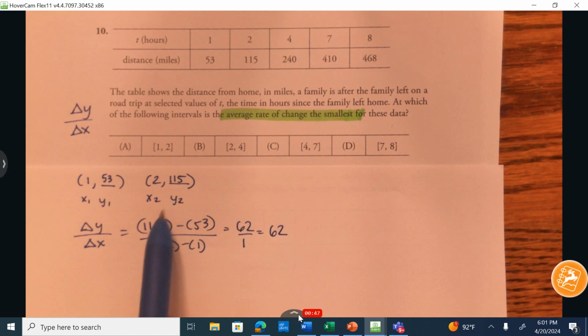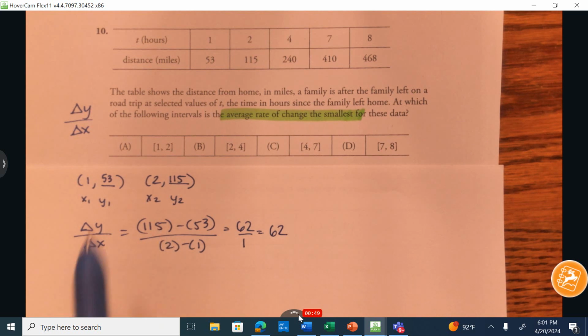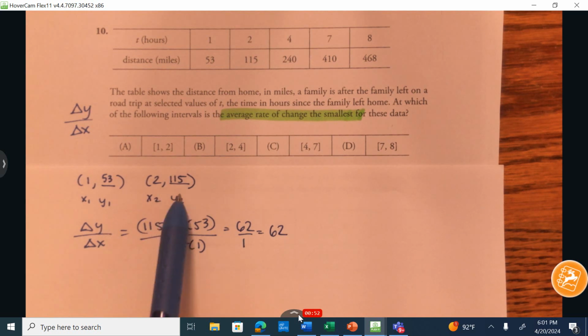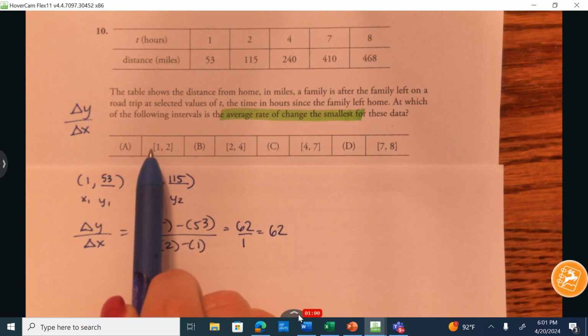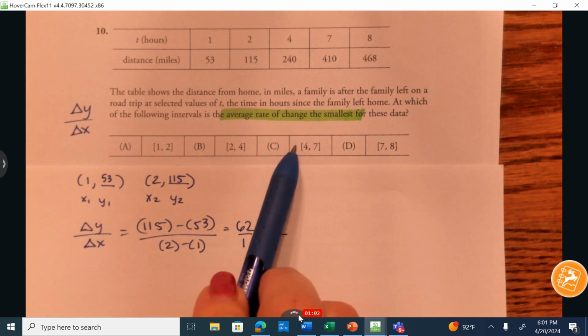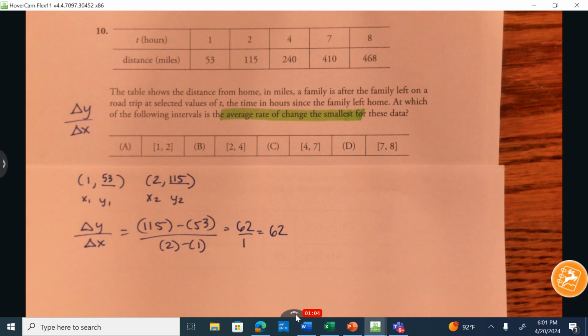Now this relates back to how you figured out rate of change with linear functions. And so what we're going to do is take y sub 2 minus y sub 1. The change of y is always in the numerator, change of x is always in the denominator, and we end up with 62. I would do the same for A, do the same for B, for C, and for D. Now let me demonstrate what the correct answer is.